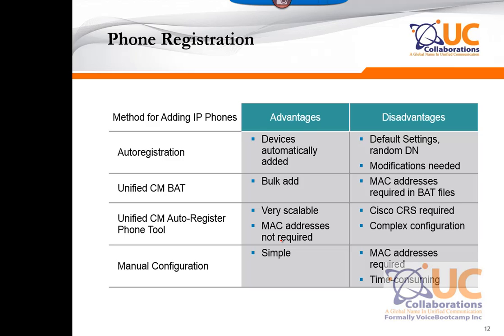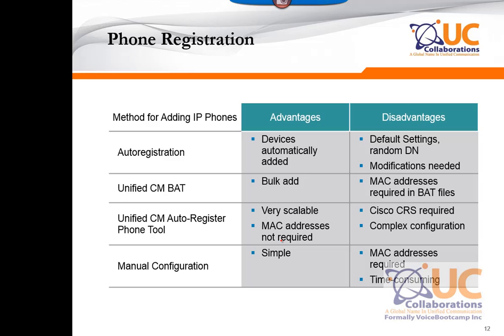You can also use a BAT tool to add a large number of phones in bulk. However, for the BAT to work, you must create a list of MAC addresses in the BAT file, and then you can also use auto register with a phone tool. Now that is a very scalable and very complex solution using a contact center solution.